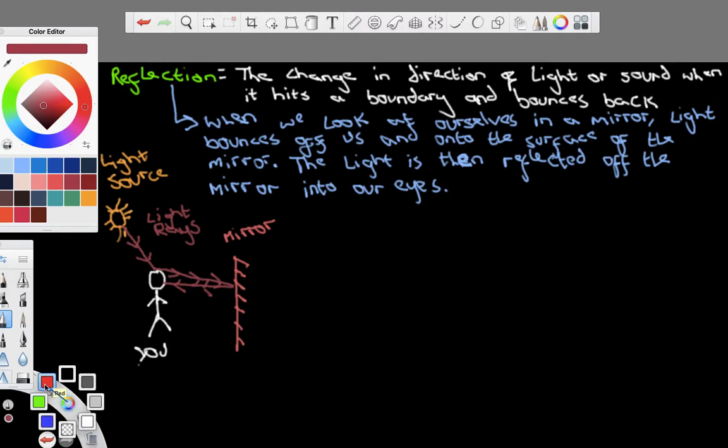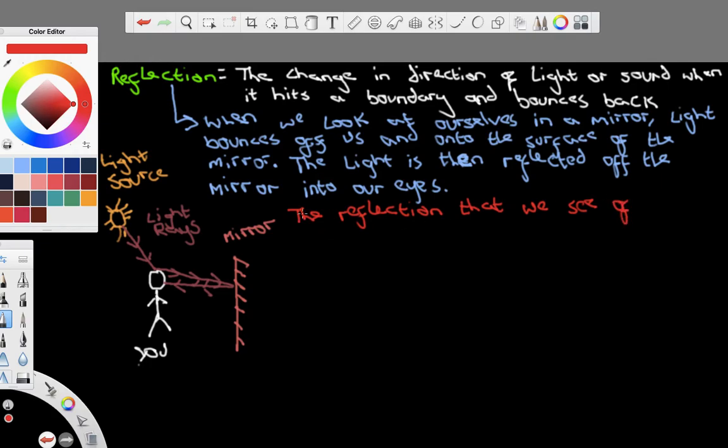So we can say, and I'll put this in red, that the reflection that we see of ourselves in a mirror is said to be a virtual image. A virtual image. Okay?